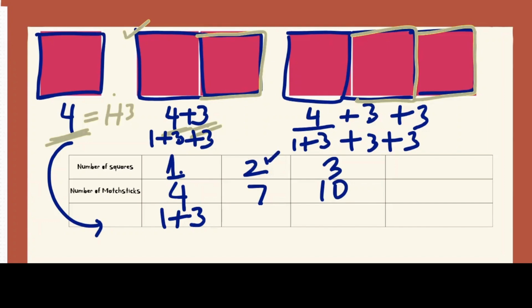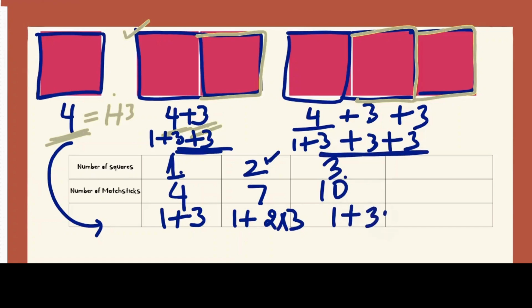Now when we had two squares, we had 1 plus how many times 3? 2 times 3. Now when we had 3 squares, then we had 1 plus, and how many times 3 did we add? So it was 3 times 3. Now do you notice this pattern? For 1 square, we multiply this 3 with 1, or we write this 3 only once. For 2 squares, multiply 3 with 2. For 3 squares, multiply 3 with 3.